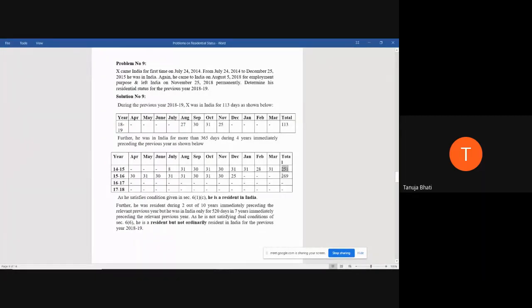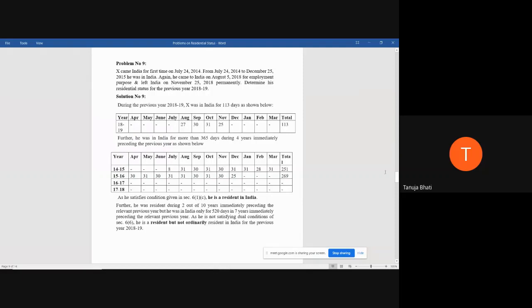So when we total this, 251 plus 269, how much is it? 251 plus 269 is 520 days. So in the 4 years immediately preceding the previous year, his stay in India was more than 365 days, because he stayed for a period of 520 days. So he's not satisfying the first basic condition, but he's satisfying the second basic condition, which is specified under section 6 subsection 1 clause C. Therefore, he's a resident in India. As he satisfies the condition given in section 6 subsection 1 clause C, he is a resident in India.